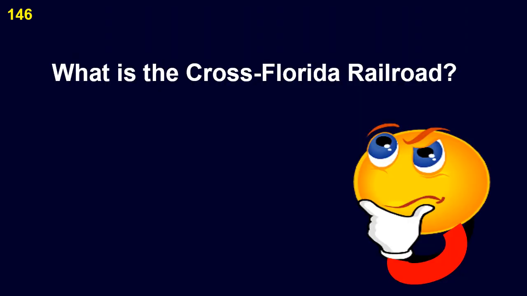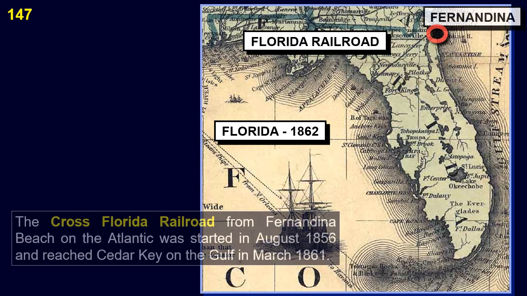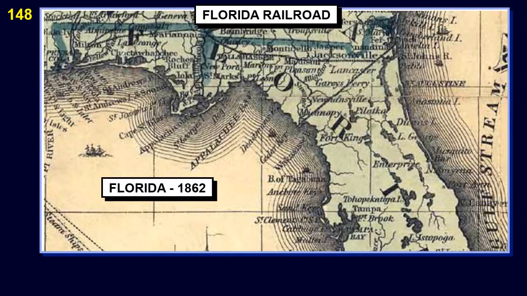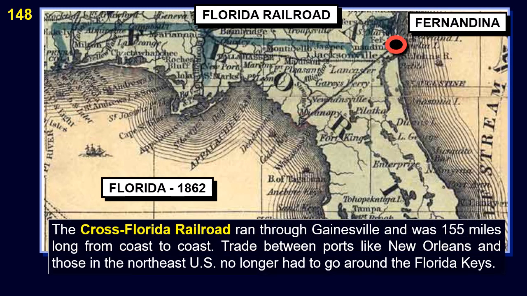What is the Cross Florida Railroad? The Cross Florida Railroad from Fernandina Beach on the Atlantic was started in August 1856, and reached Cedar Key on the Gulf in March 1861. The Cross Florida Railroad ran through Gainesville and was 155 miles long from coast to coast. Trade between ports like New Orleans and those in the Northeast U.S. no longer had to go around the Florida Keys.